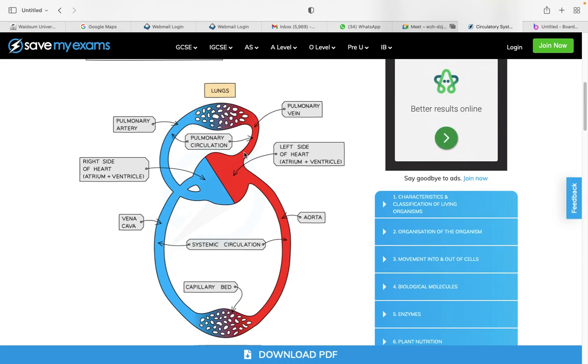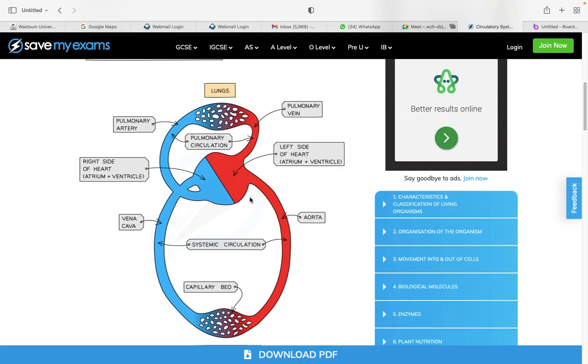Remember, everything that comes to the heart is a vein. In this case, this vein is called the pulmonary vein. So please pay attention, because in biology exams, they might draw this for you and want you to label and give the functions of each of them. This is the pulmonary vein that brings the oxygenated blood back to the heart.